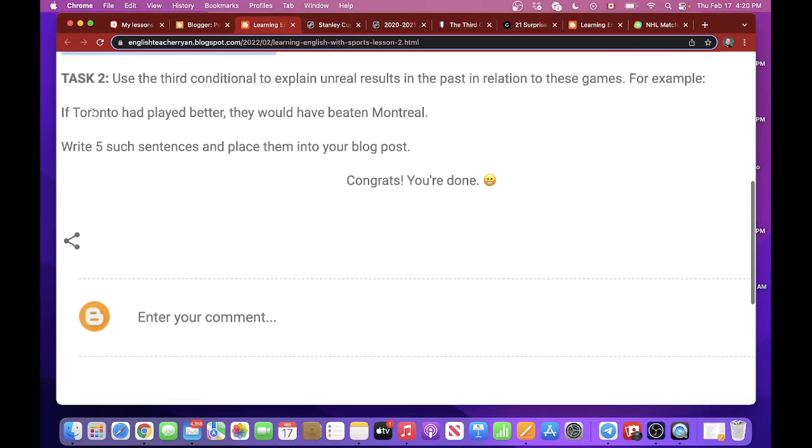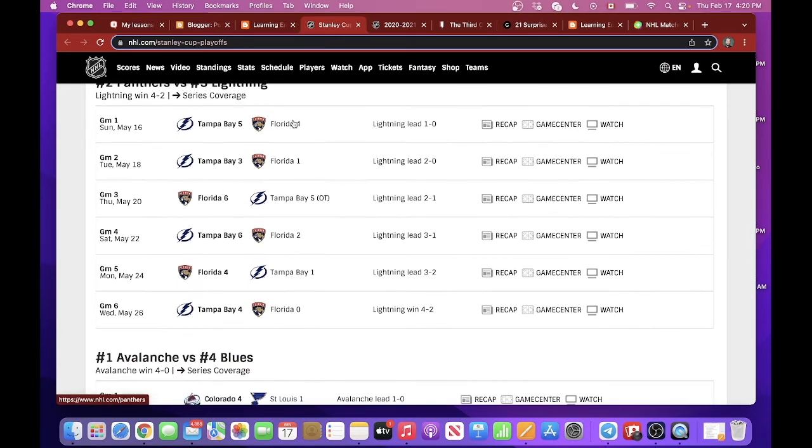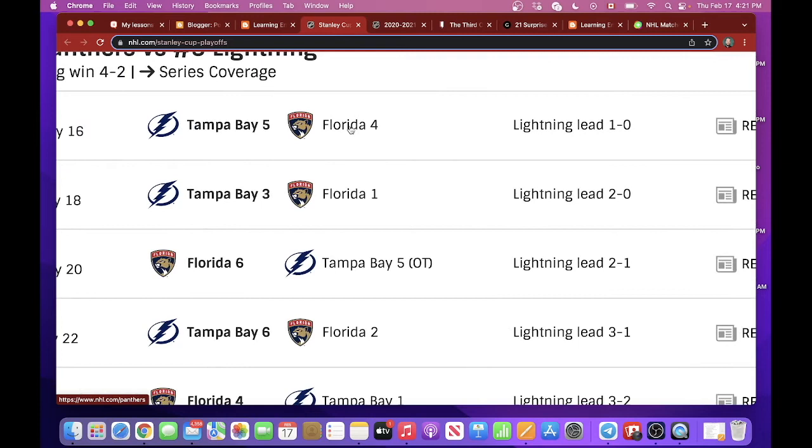All right, from there, task number 2, use the third conditional to explain unreal results in the past in relation to these games. So I would like for you to refer to the third conditional information and just create 5 sentences about this, all right? And I want you to focus on hockey, on these NHL games. So for example, if Toronto had played better, they would have beaten Montreal. We could maybe say the same thing about Florida, right? If Florida had scored more, they would have defeated Tampa Bay, etc.